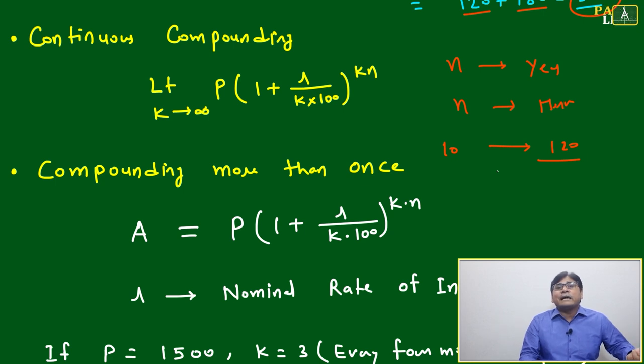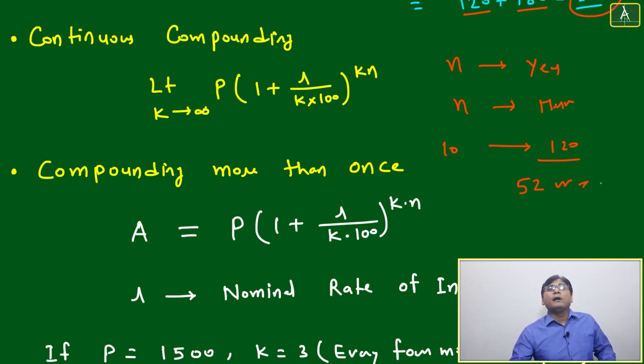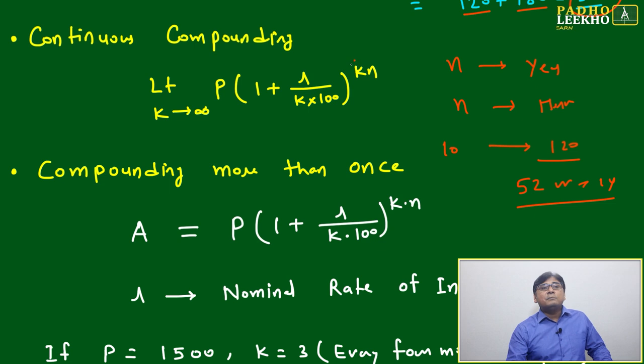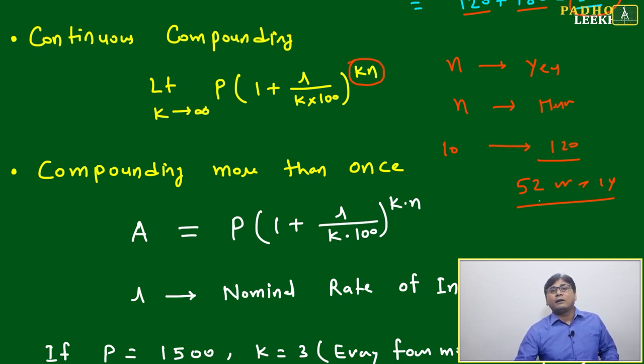If they calculate weekly, then how many weeks will you get in 1 year? 52 weeks. Means earlier this power n was 1, now it has become 52 into 1. For 1 year, it will become 52 parts. Now just suppose you keep on slicing, you keep on cutting. Earlier it was annual compounding, now it has become half yearly, again quarterly, again monthly, again weekly.